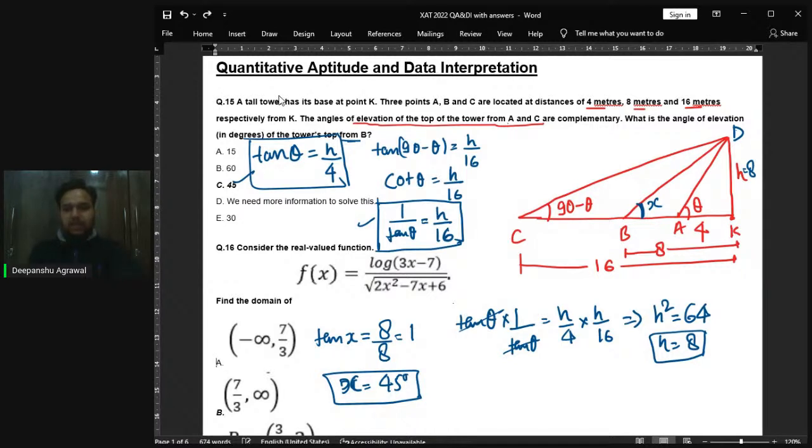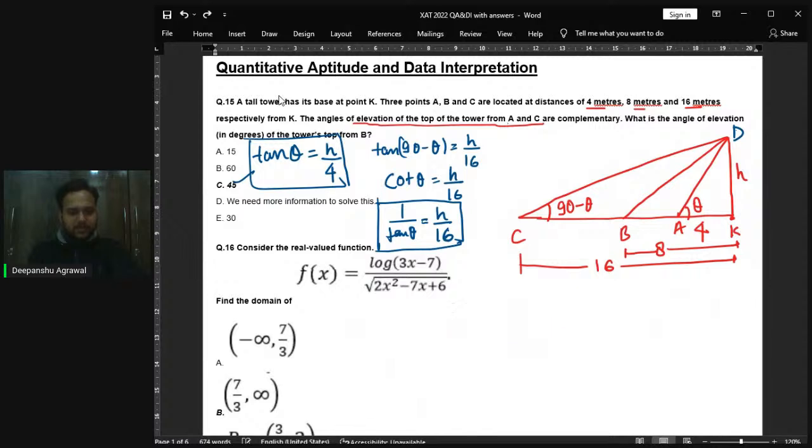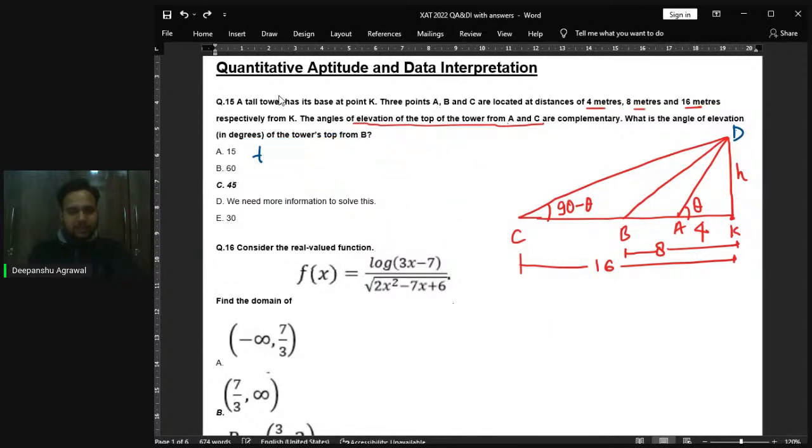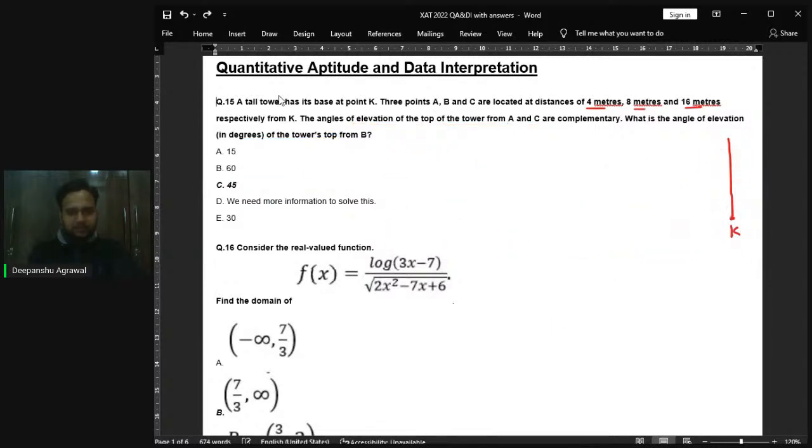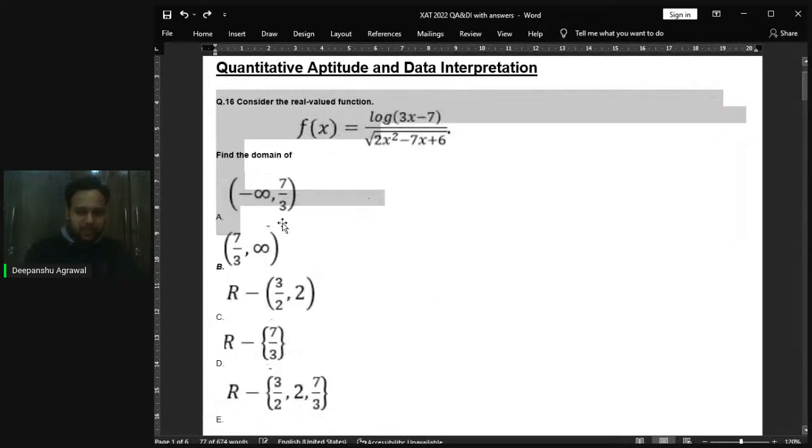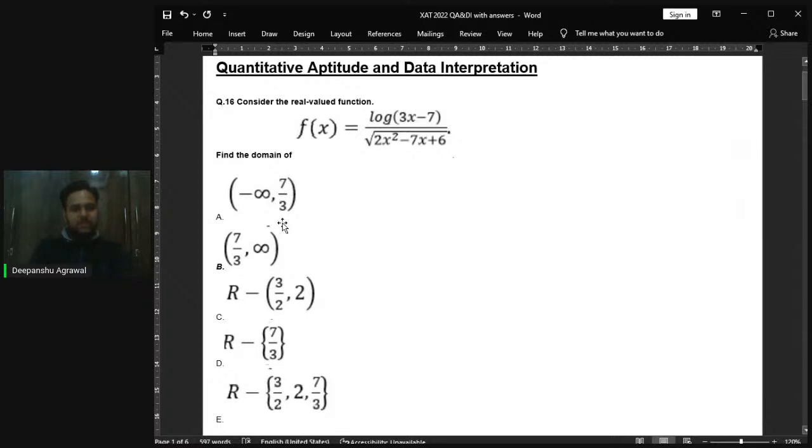Okay, let's move ahead to the next question, question number 16. For that, I have to erase question number 15. Question number 15 is done. Let's move to question number 16. Question number 16 is also a relatively easier one, not a very tough one.